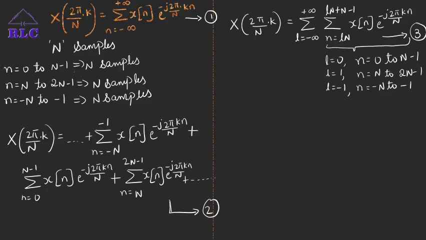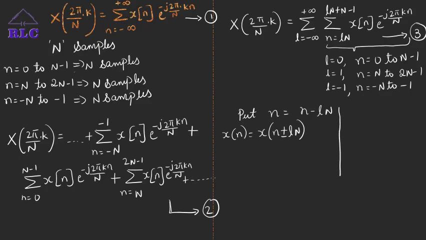Now say the sequence is a periodic sequence. I'll put n is equal to n minus LN. Why this substitution? Because if the sequence is periodic, it should satisfy this equation: x of n will be equal to x of n plus or minus L into N. It should satisfy the periodicity property of a periodic sequence. So this substitution is necessary here. Now if I substitute n as n minus LN, the summation changes.